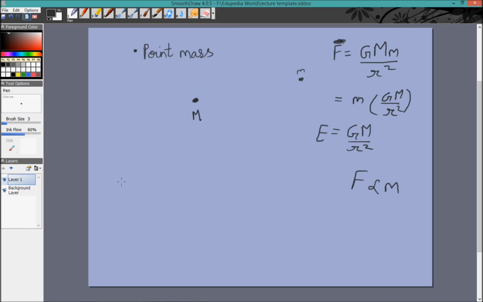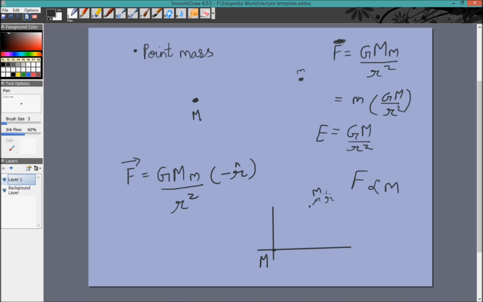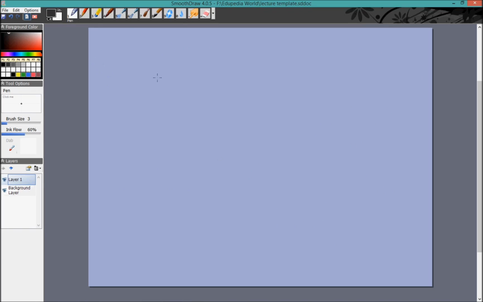By the way, let's talk about vectors for a second. When we say F is equal to G M m by r square, that could also be written as F is equal to this times minus r hat. That is assuming that the first particle is kept at the origin and the second particle is somewhere else, right? So the magnitude is F equals G M m by r square. This is the direction r hat, the unit vector in the direction of the position vector. This is the position vector. The direction of the force is in this direction, that is minus r hat. So this is the vectorial form. After point mass, let's look at a slightly more complicated case.